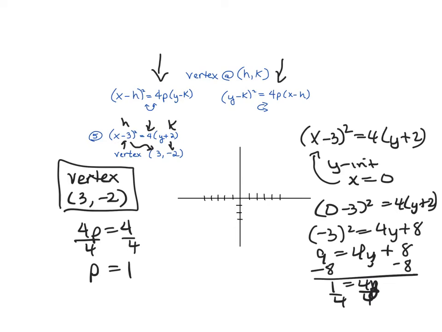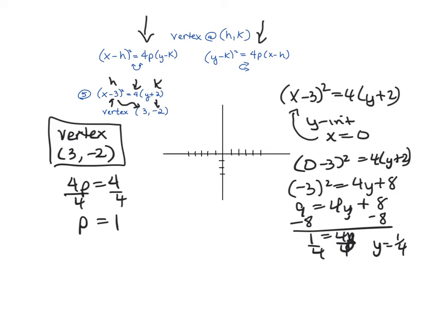Divide by 4, and the y of my additional point is 1/4. So my additional ordered pair is (0, 1/4). So here's my additional point, and I can use my axis of symmetry. So let's graph the vertex. So 1, 2, 3, and then -2. And then I can graph my additional point, which is 0 and 1/4.